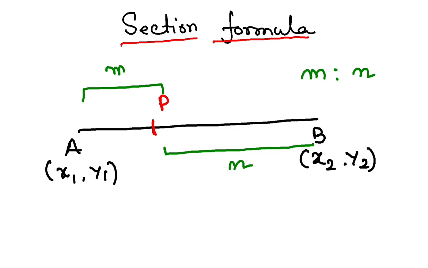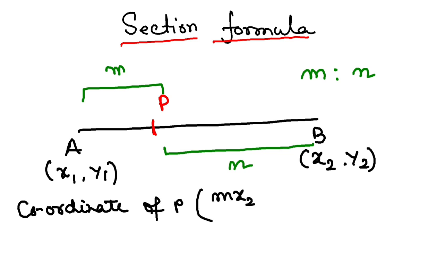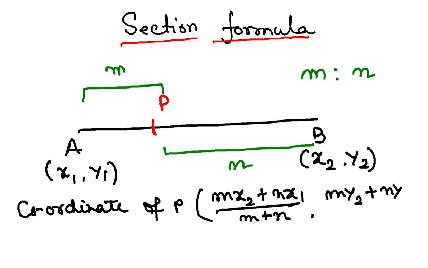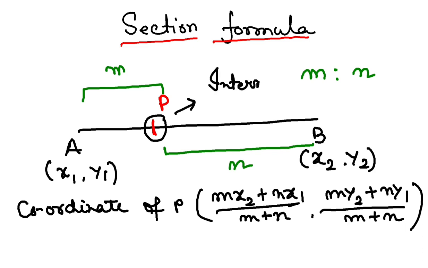So what is the coordinate of P? You have already covered this topic in class 10, isn't it? So the coordinate of P is (mx2 + nx1)/(m + n), comma (my2 + ny1)/(m + n). Alright, so this is the coordinate of P. Now this is basically internal division, because P is inside AB. This case you have learnt in class 10.